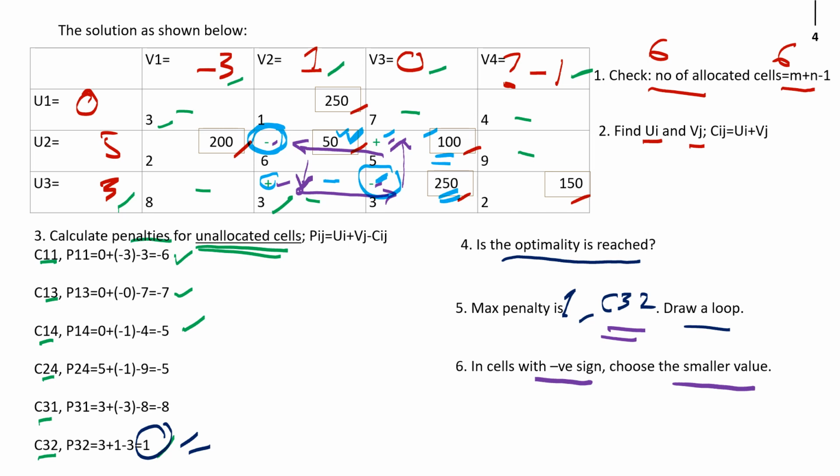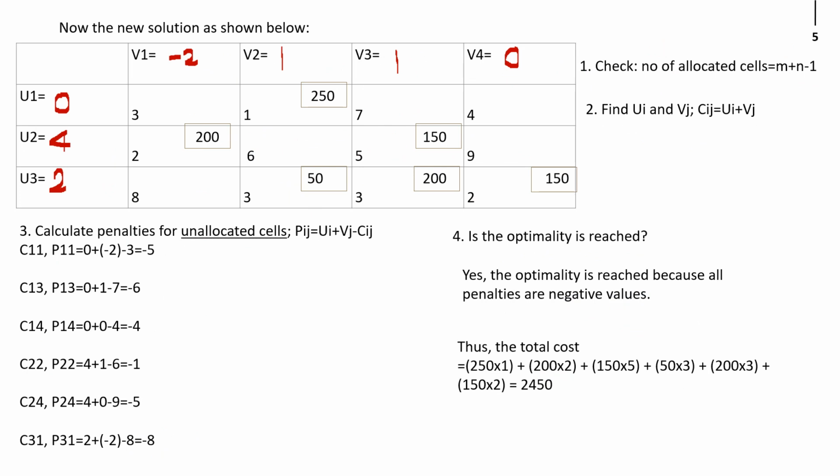Then we will have another new developed table. Okay, this is a new table. Hopefully this is the final table. So as usual, we need to check whether the number of allocated cells equals the rows plus columns minus 1. And of course they are equal. And we determine the values of U and V. I already determined them for you. And then the third step is we calculate the penalties for unallocated cells. Okay, already calculated.